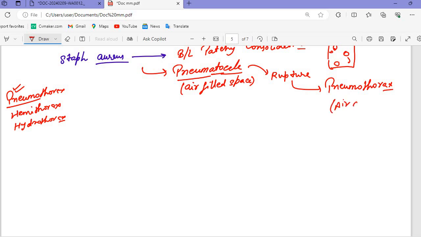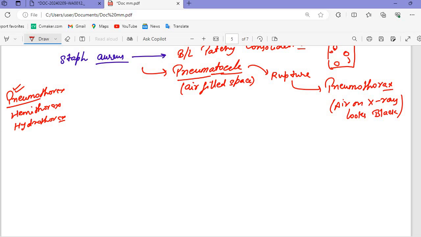Air on X-ray looks black. Again, they will not give you the image, they will write this thing. So air on the image on the X-ray looks black. Fluid or air in the pleural layers.